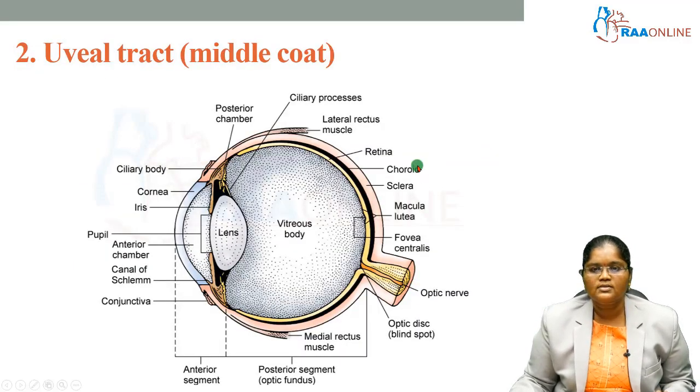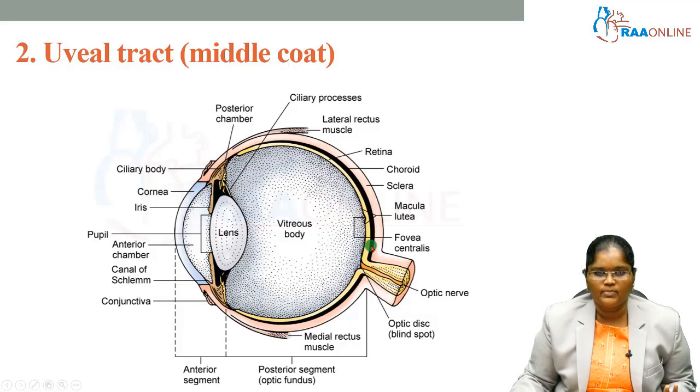Now let's go to the second layer. So what are the structures you saw in the first layer? The posterior 1/6 is formed by the sclera and the anterior 1/6 is formed by the cornea. Now let's go to the second layer. The layer inner to the sclera is the second layer called the uveal tract. It is the middle coat. This uveal tract contains 3 subdivisions.